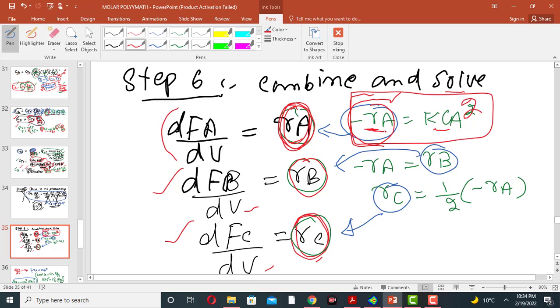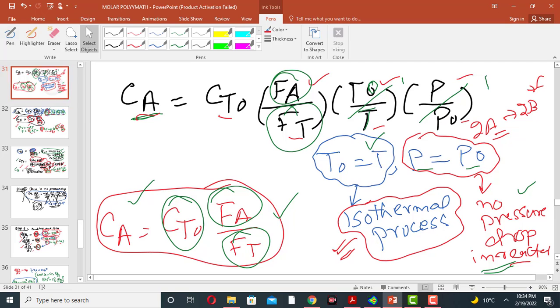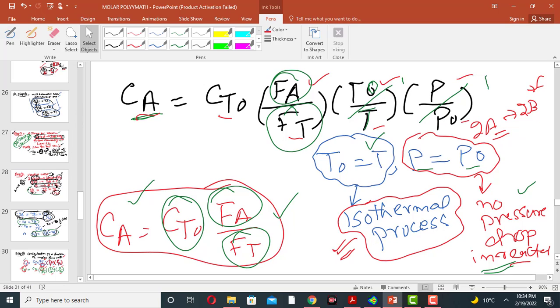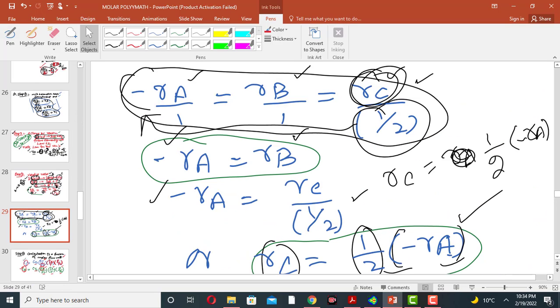So from this equation, RA will be equal to minus kCA to the power 2, and minus RA is equal to RB, because from relative rate we obtain a relation that minus RA is equal to RB, and RC is equal to half of minus RA. You can come to relative rates like this one. This was our relative rate: RC is equal to half minus RA, and minus RA is equal to RB.